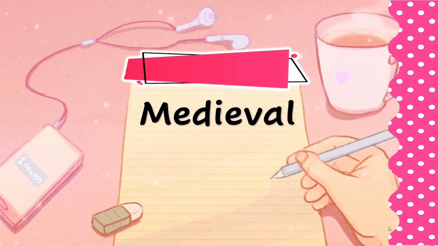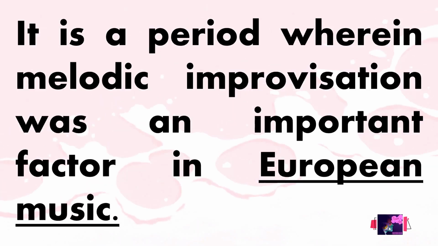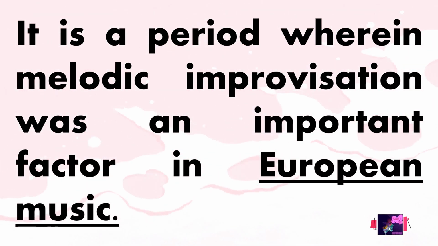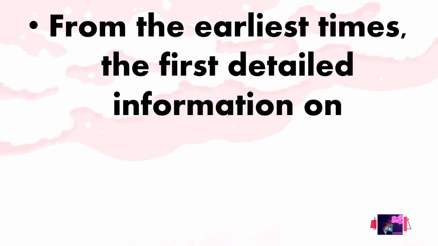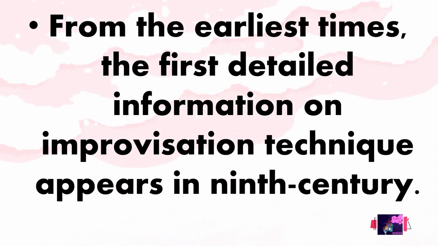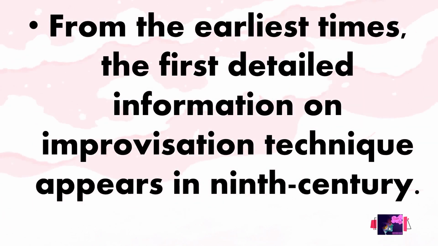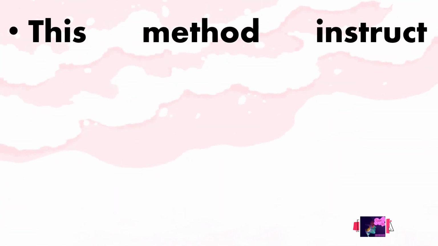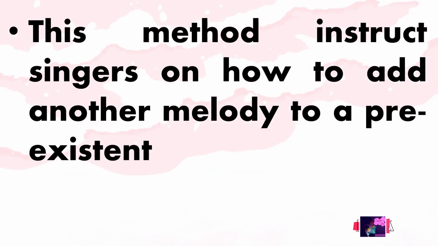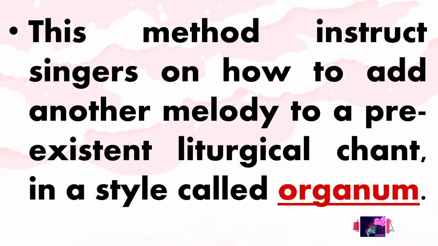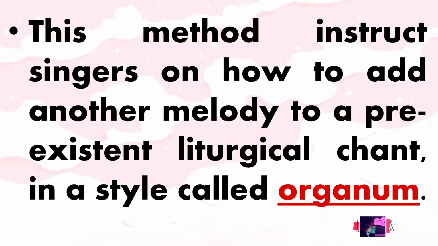Let's now have the medieval period. The medieval period is a period wherein melodic improvisation was an important factor in European music. From the earliest time, the first detailed information of improvisation technique appears in the 9th century. This method instructs singers on how to add another melody to a pre-existent liturgical chant in a style called organum.